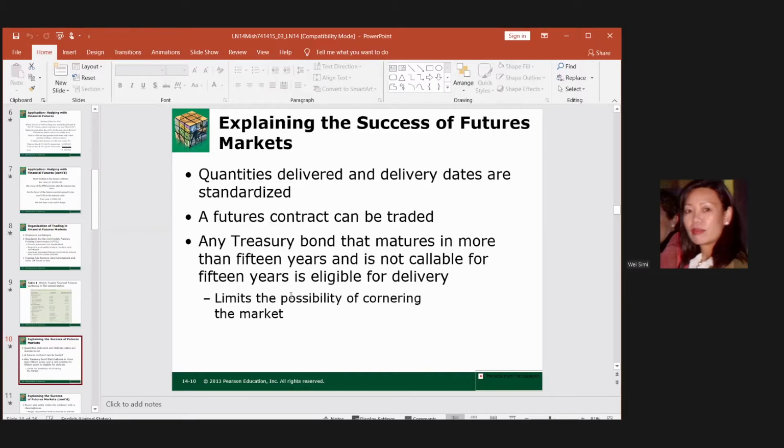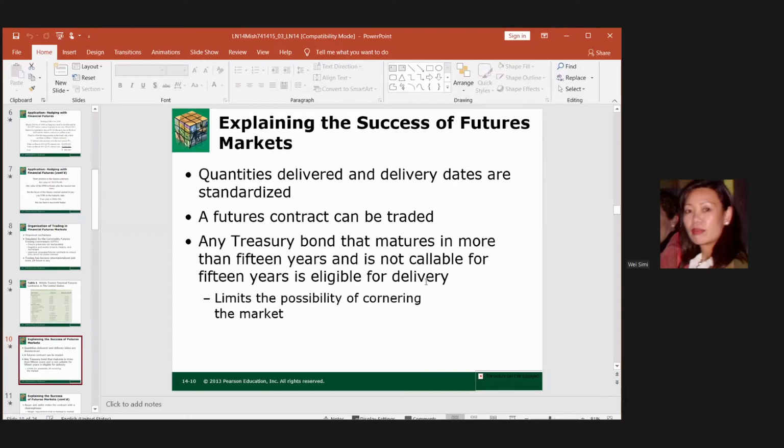Yeah. Okay. Because Treasury has so many issues, they give this kind of rule. Any Treasury bond that matures in more than 15 years, let's say 16 or 17 years, and is not callable, is eligible for delivery. Sometimes a bond is callable, and we'll talk about callable bonds. For now, say there's no optionality there.